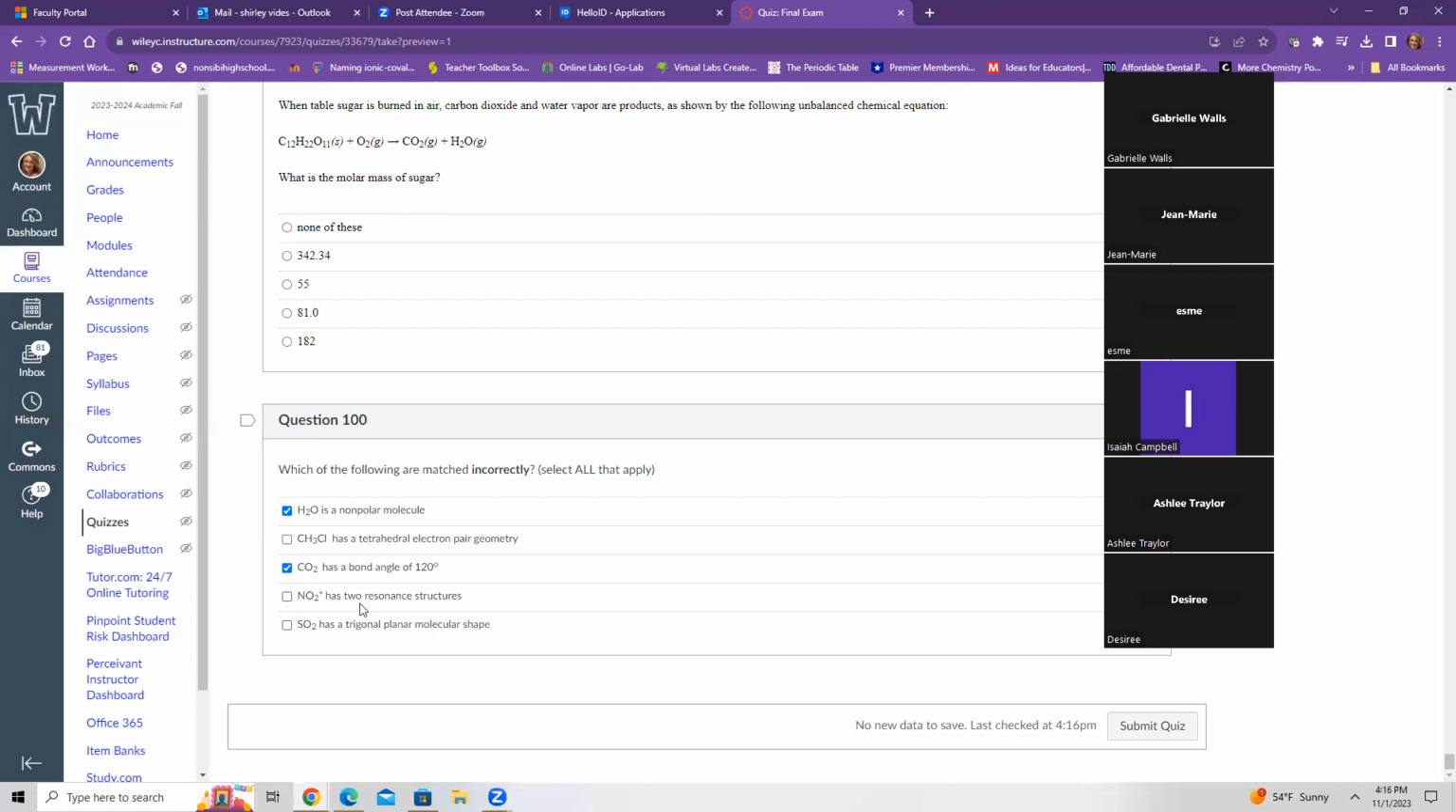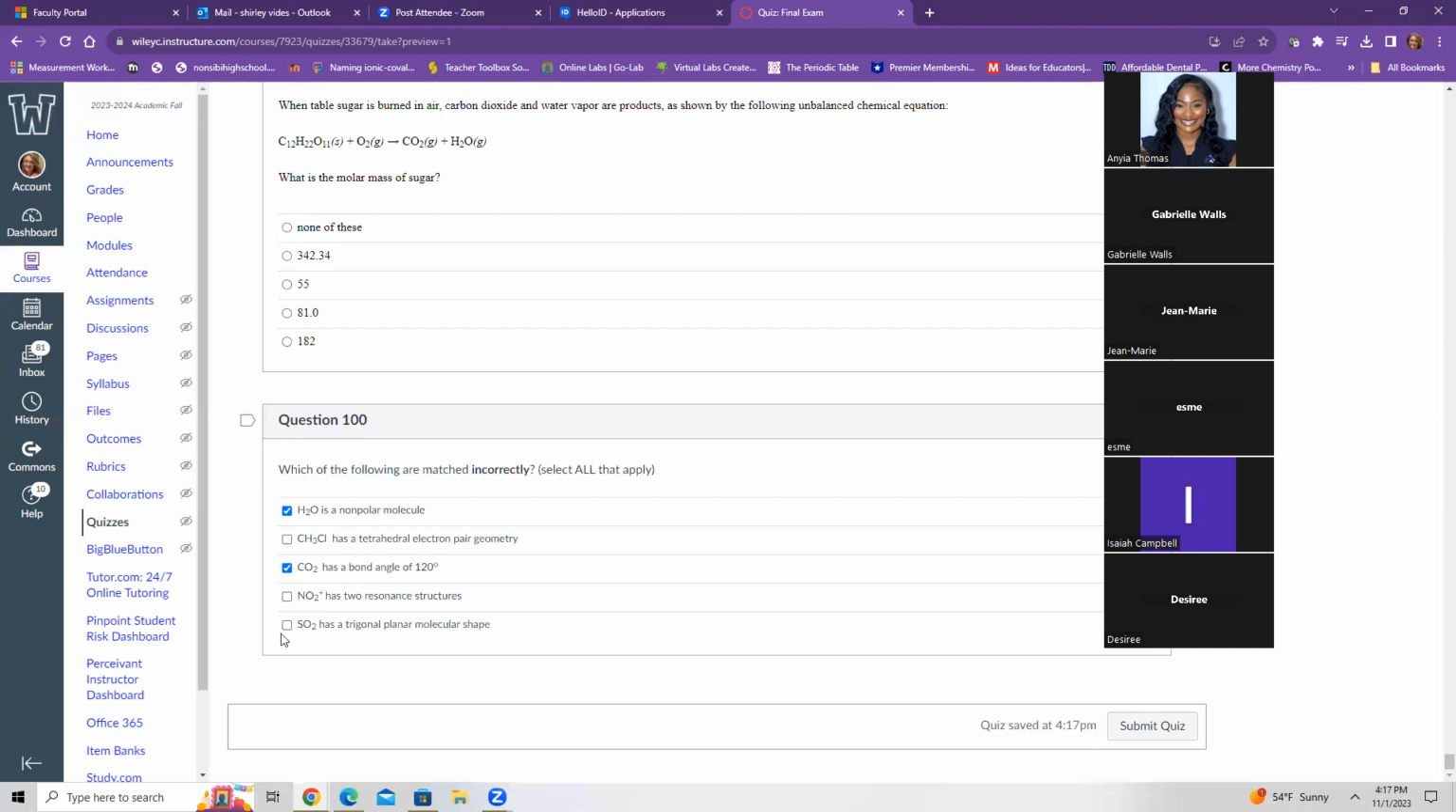And that one has 2 resonance structures. You would have to do the actual Lewis structure. I do it really fast in my head. But basically it's 5 and 16, that's 21, so it's 20. So it does have a resonance structure. Yes, it does. And then SO2 has a trigonal planar. Yep, those are. So that's a true statement.